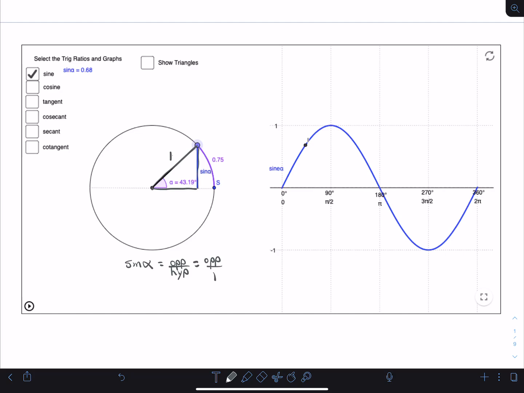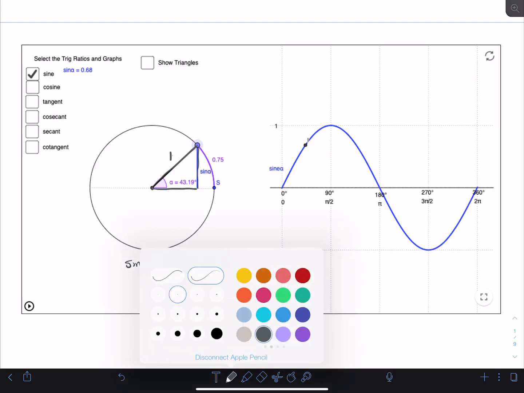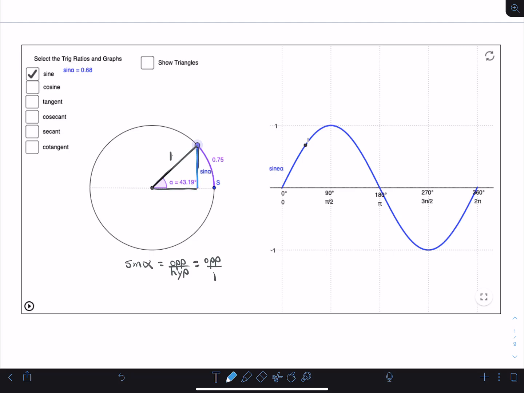The opposite side, this blue thing here, represents the sine of the angle. So there's kind of a length associated with that. But really it's a ratio. It's this opposite side divided by the hypotenuse. And in this case, I set it to be 1. Okay, so I'll get back to that.